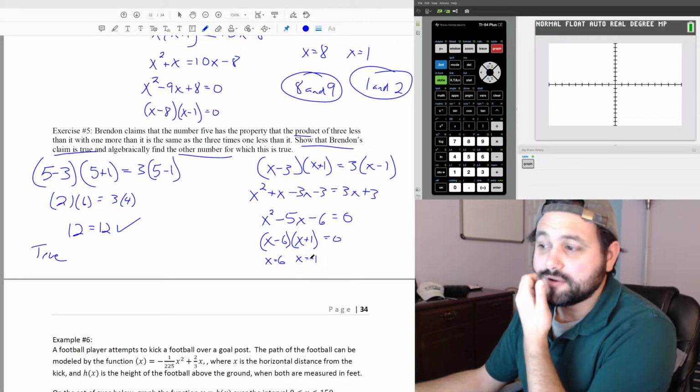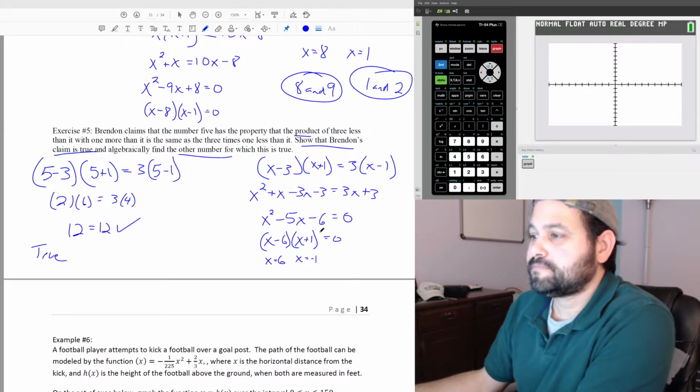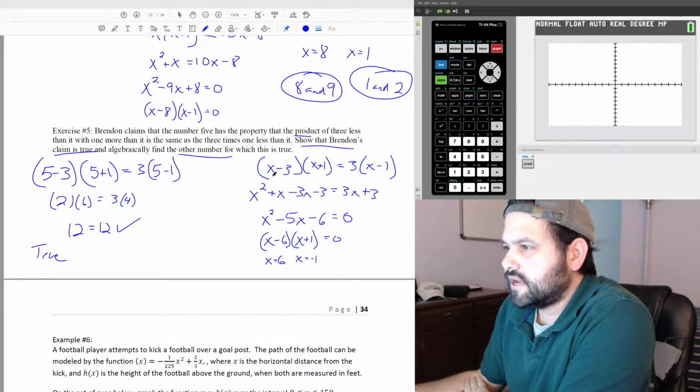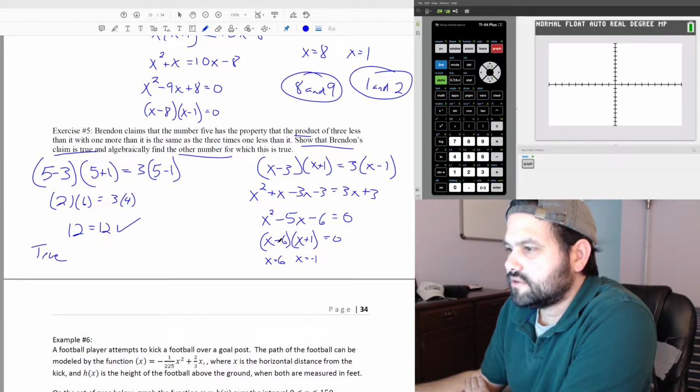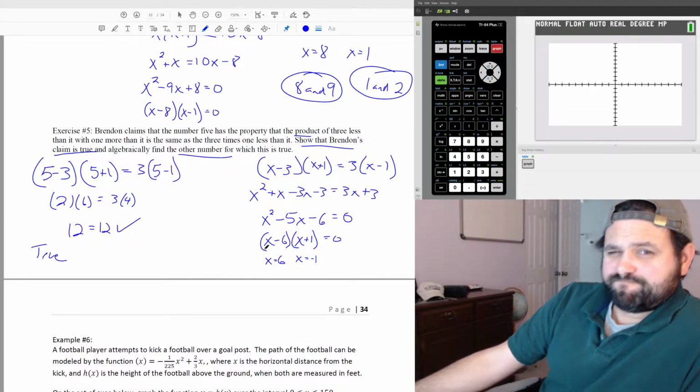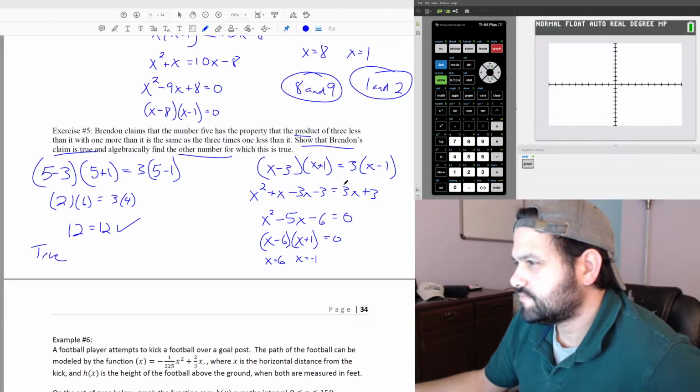Huh. I thought I was going to get 5 as one of my answers. Let me make sure I didn't make any mistakes. x squared plus x. I copied it over correctly, right? Yeah. x squared plus x. Negative 2, negative 5x. Negative 6 times 1 is that. Negative 6 plus 1 is that. Well, that's interesting. Oh, there it is. Got it. There's my mistake.